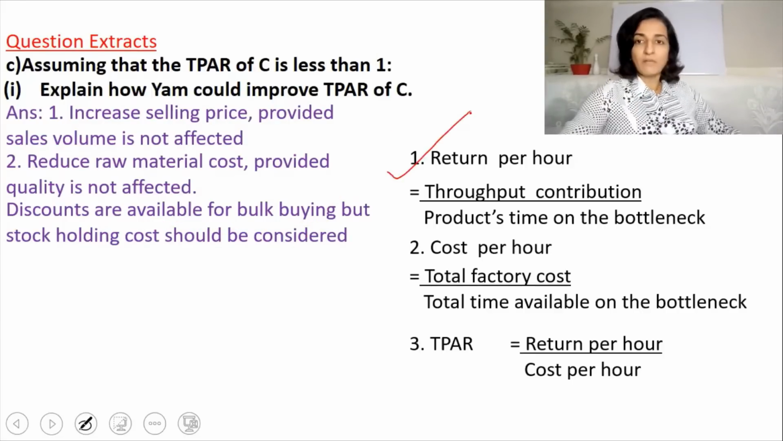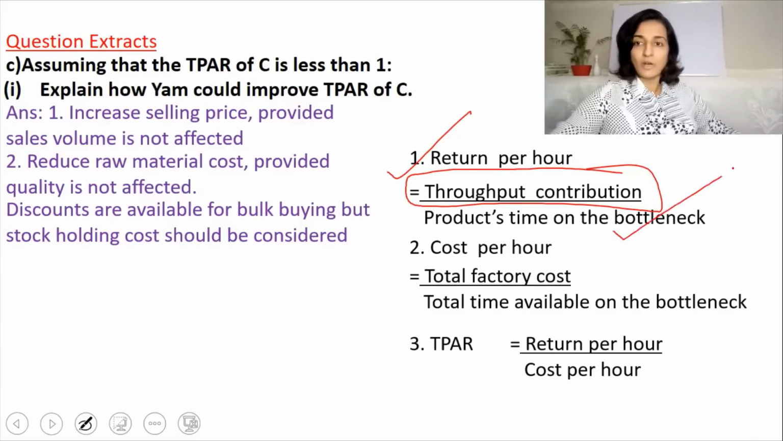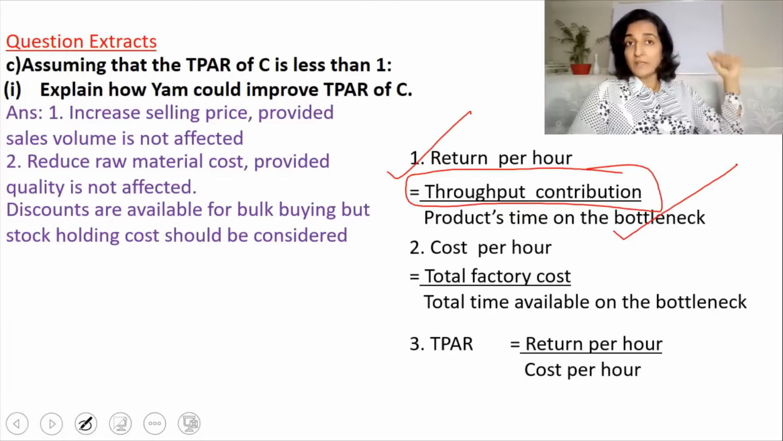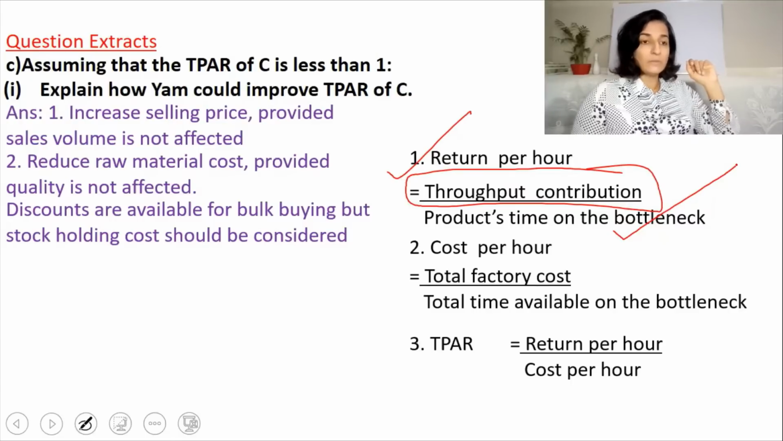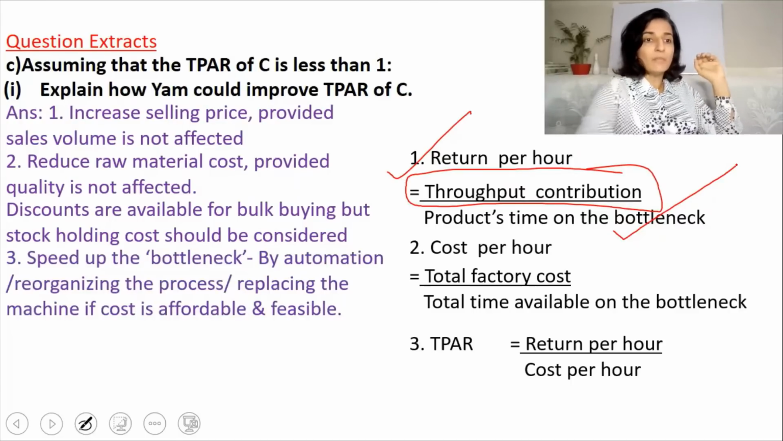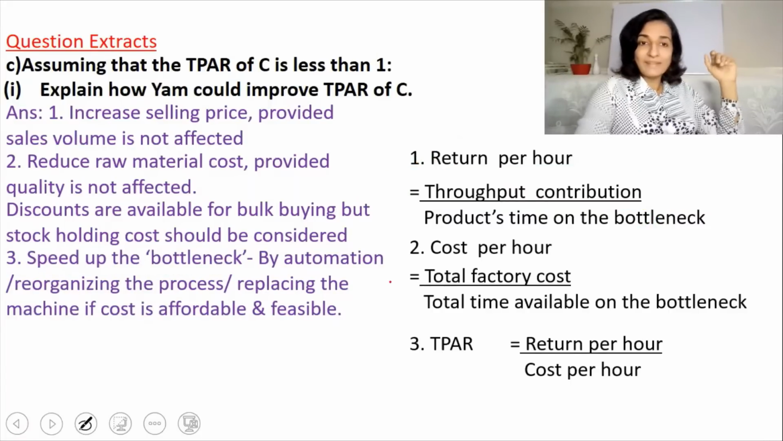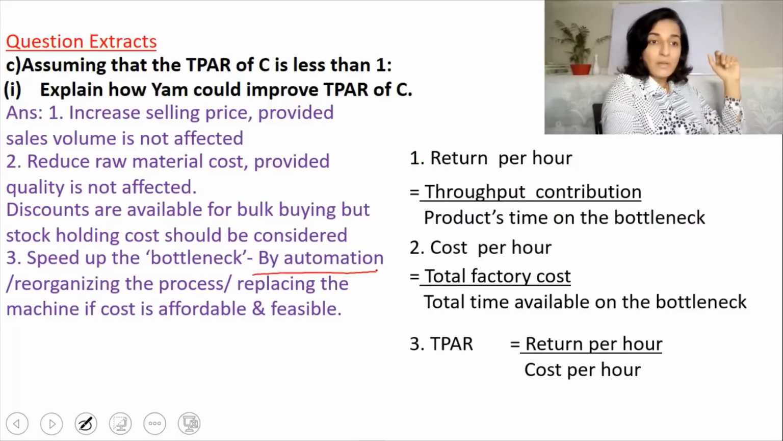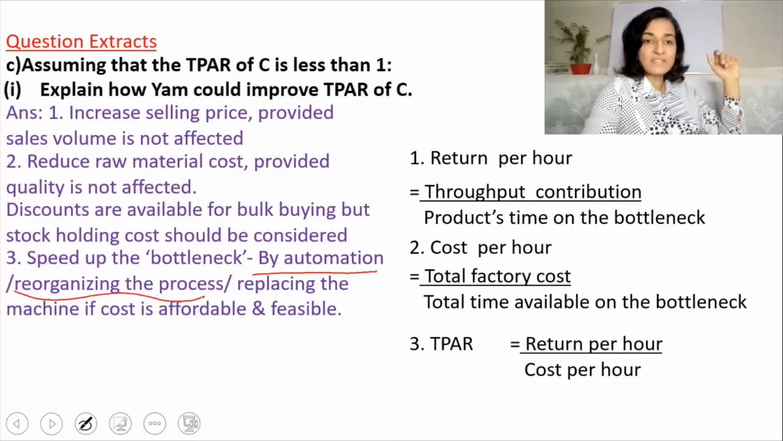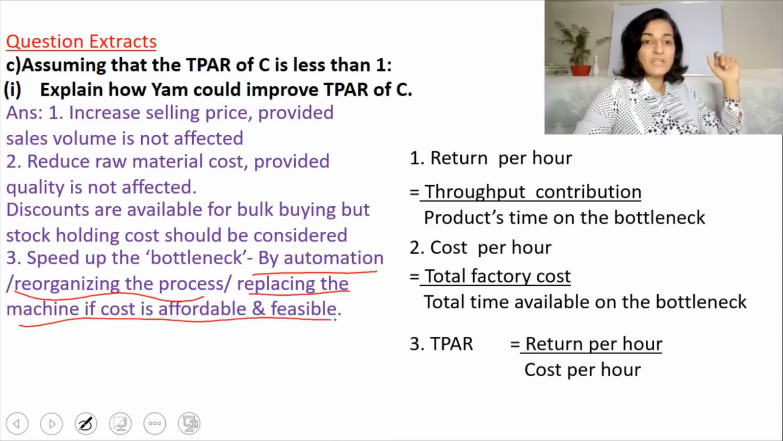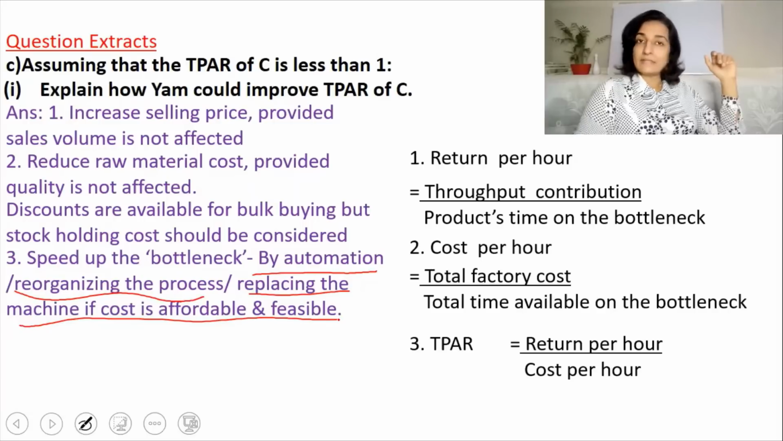So now in return per hour, we have completed the points relating to the numerator. That is a throughput contribution. Now coming to the denominator or the product's time on the bottleneck. Now if you can reduce the denominator, again the TPAR will improve. So the third point is speed up the bottleneck or reduce the time on the bottleneck. And what are the methods? By automation, by reorganizing the process, and by replacing the machine if cost is affordable and feasible.